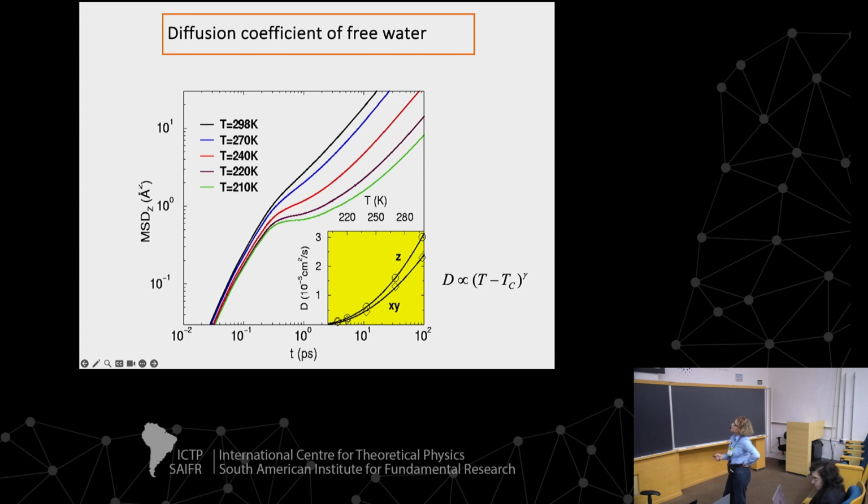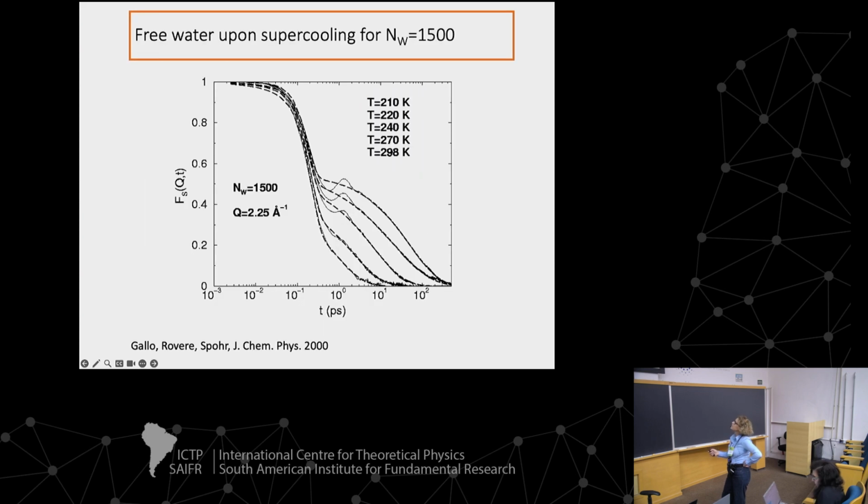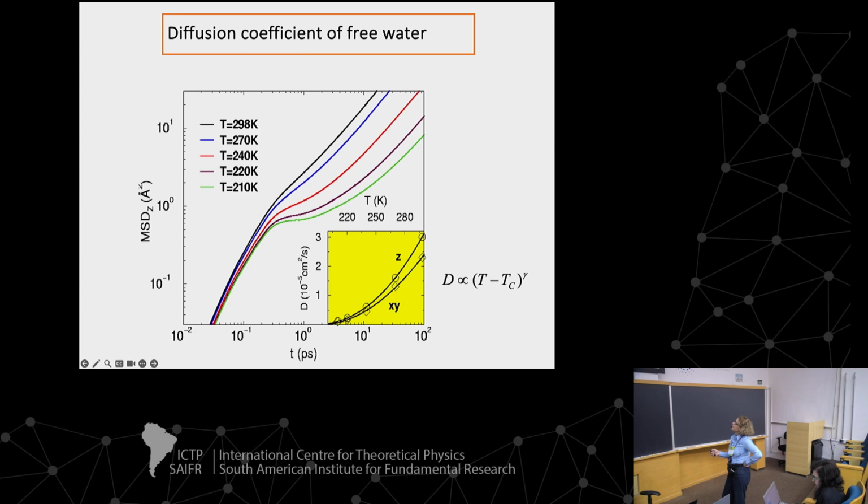This is the mean square displacement of the free water. You are only seeing the free water now. And as you can see, it behaves exactly similar to the bulk. It also has a gamma that can be extracted. And the gamma is compatible with the one that we got from tau.